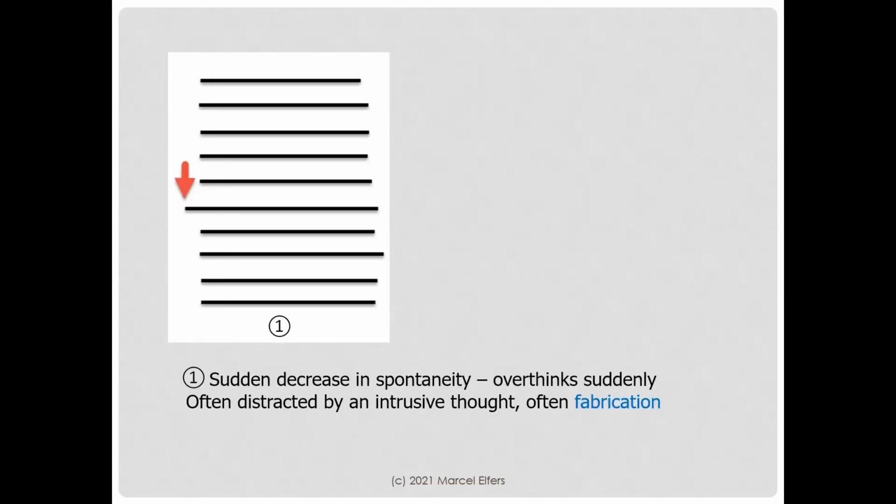When we see one line standing out more to the left in the left margin, then the individual was suddenly overthinking something. And that suggests he was distracted by an intrusive thought. That intrusive thought happened in the line that stands out or the line above, and is often linked to fabrication.